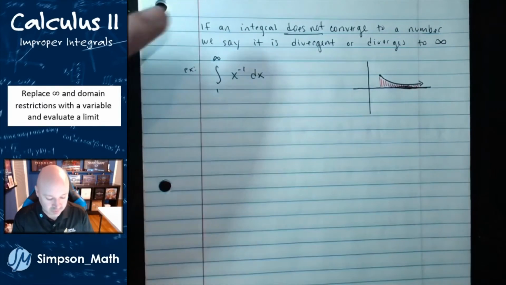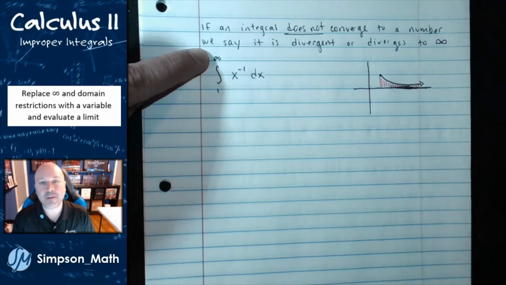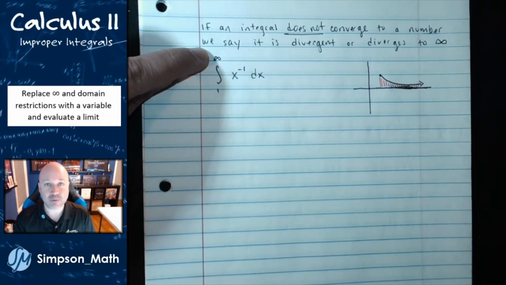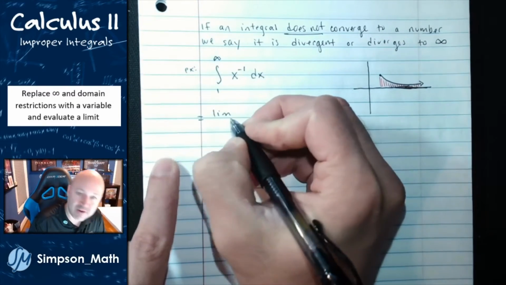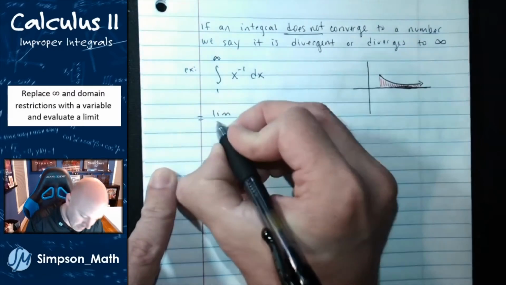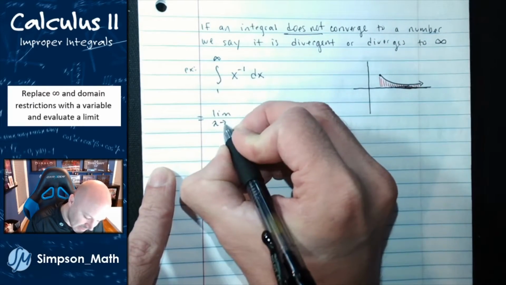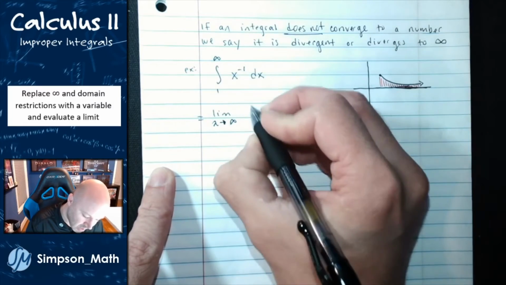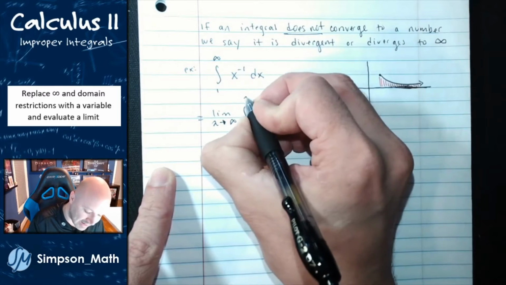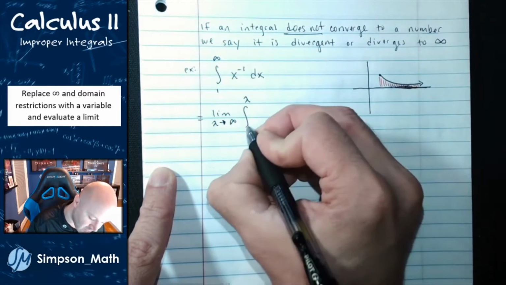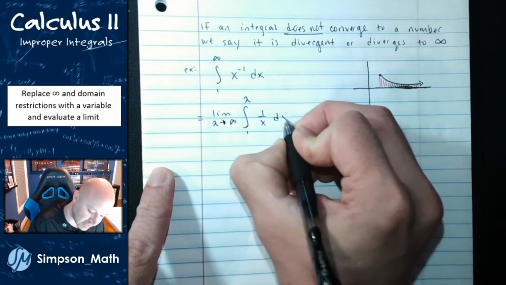The process. Infinity is not a number. I can't treat it like a number. What I'm going to do is introduce a variable, and because that variable is going to infinity, I'm going to introduce limit notation. I think I'll switch up my variables. I'll do lambda. The limit as lambda approaches infinity of the integral from 1 to lambda of 1 over x dx.